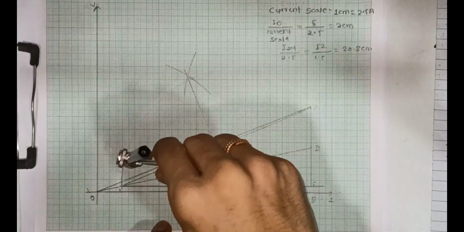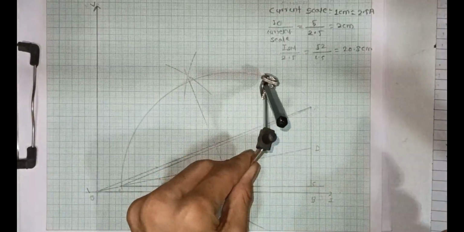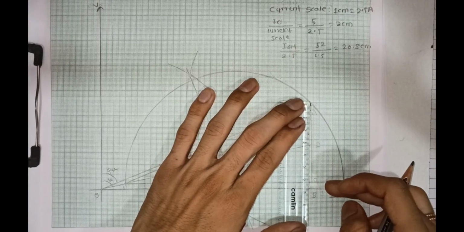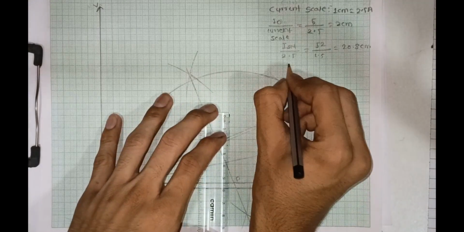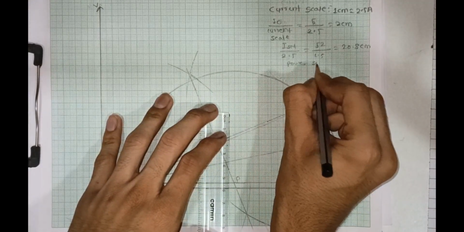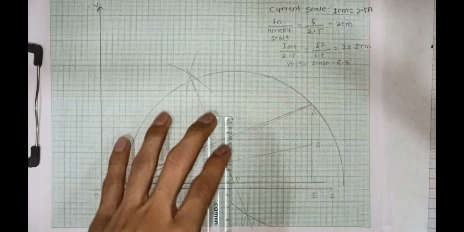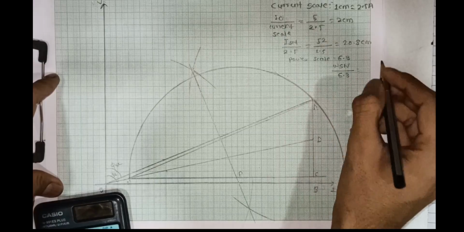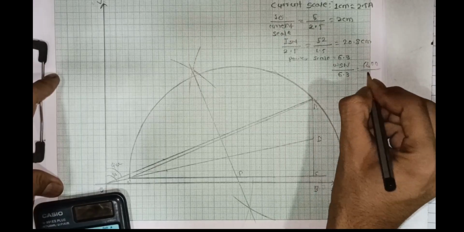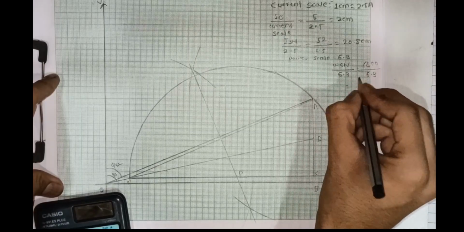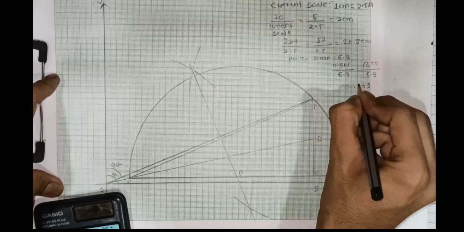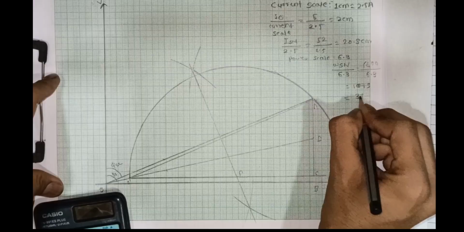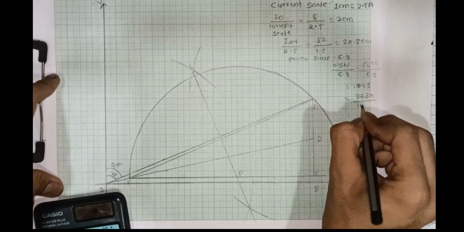Now taking P as the center, draw a semicircle from point O dash which passes through A. Now calculating the power scale. As we already calculated, WSN is 6800 watts. First we have to measure the length of AB. Now dividing WSN by the length between A and B, we get 1073 watts.